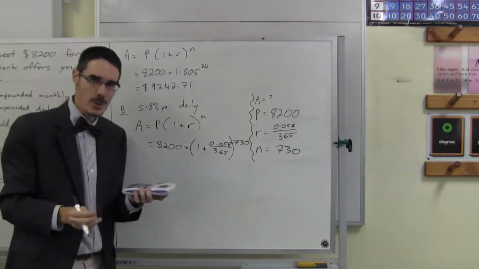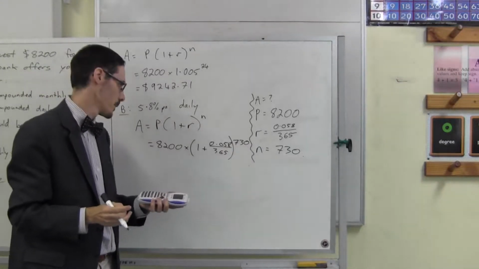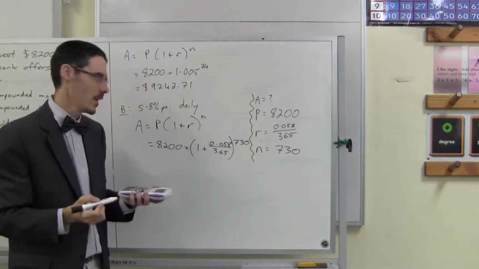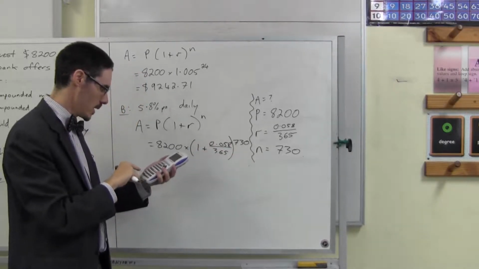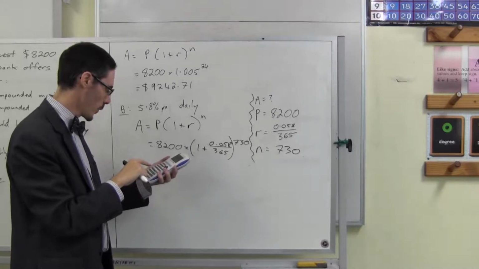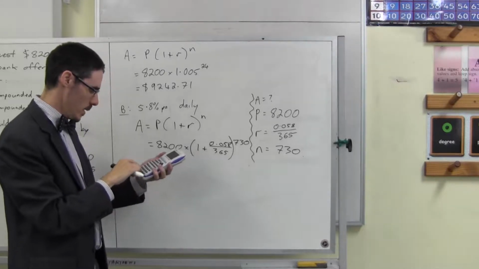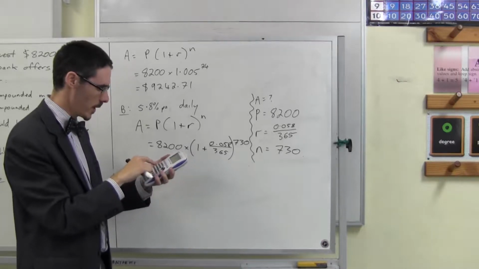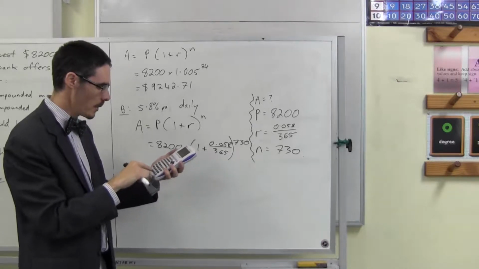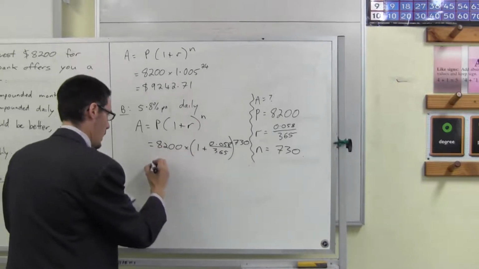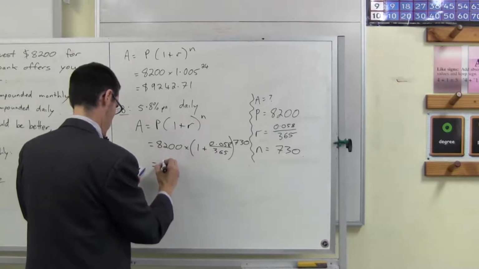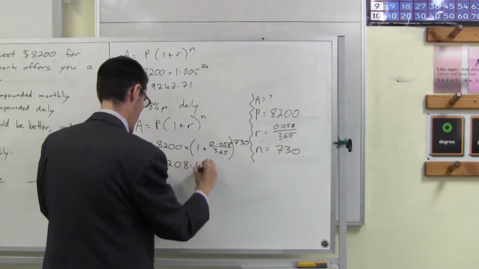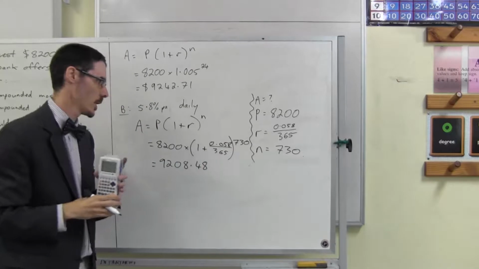Now, if you're careful, you can type that straight into your calculator. You probably want to put some brackets around that bit. It will work. 8,200 times brackets 1 plus 0.058 divided by 365 brackets to the power of 730. That is 9208.48 to the nearest cent.